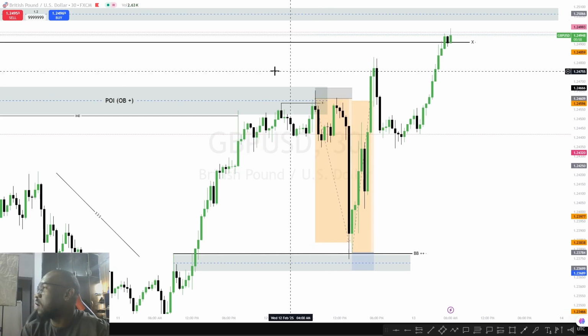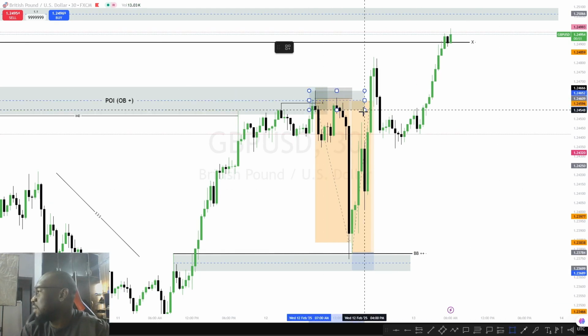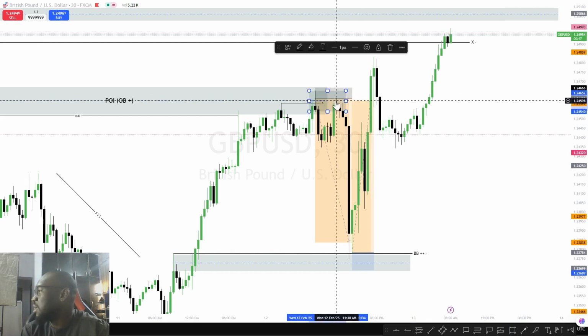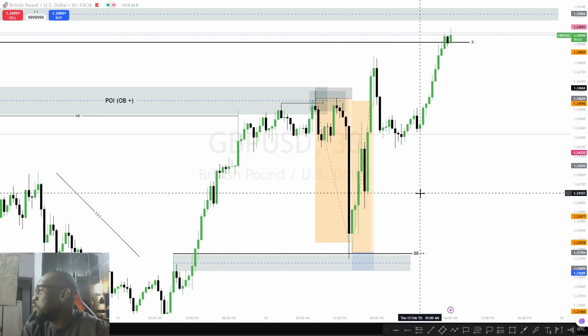Now, what did it come back up to retest? It came back up to retest the demand that was here. This is another demand here. So the market came into this demand to test it and now gave me a rally down into my next level.